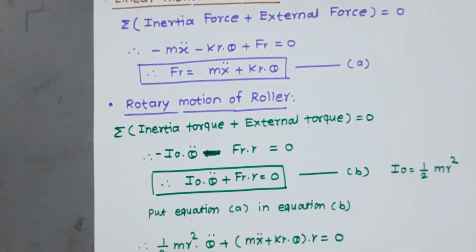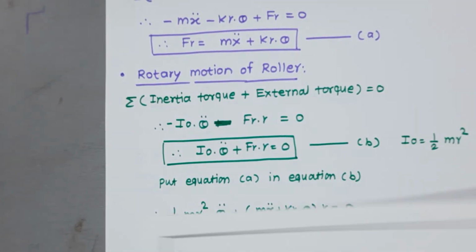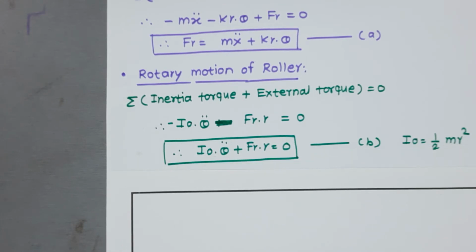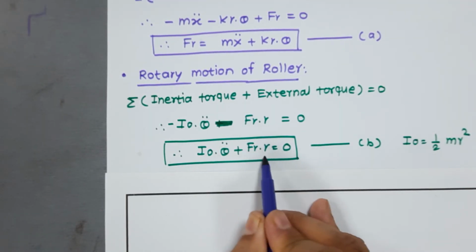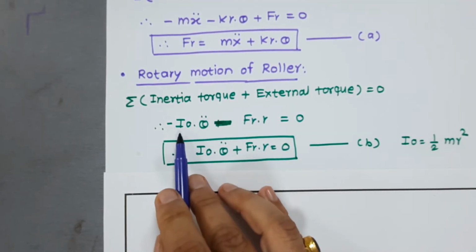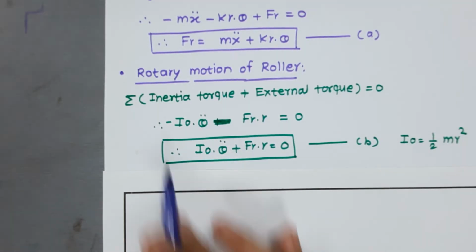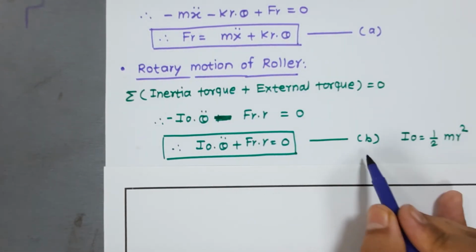So we have I0 into theta double dot plus fr into r is equal to 0, taking minus 1 common, or multiplying this equation by minus 1. So now this is equation number B.